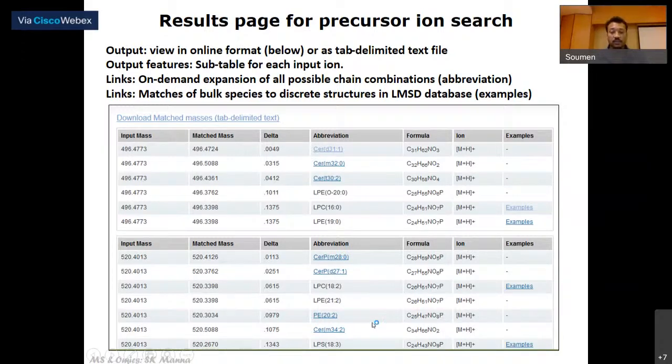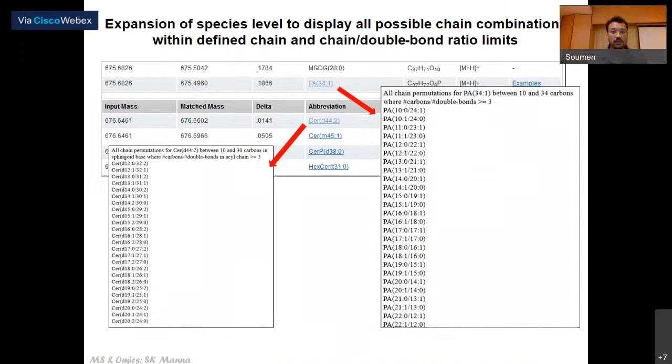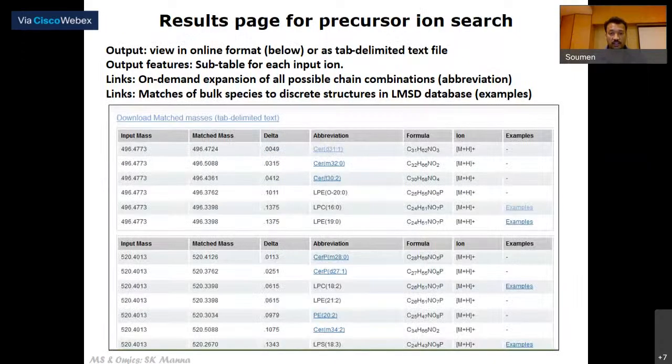Now the question is, if you click on each of these hits, for example, you see here, these are simple lipids where there is only one fatty acid chain. But you can have more than one fatty acid chain connected to a backbone, or if it is a ceramide, so you can.